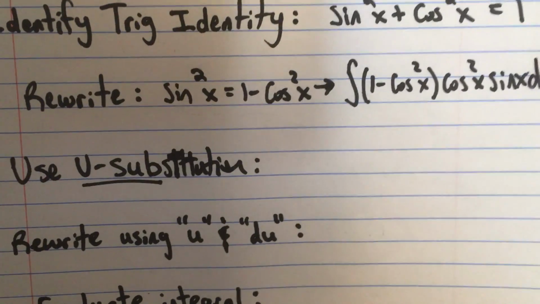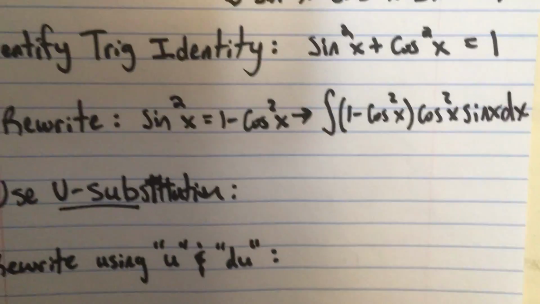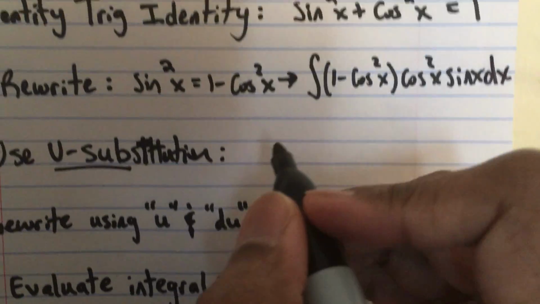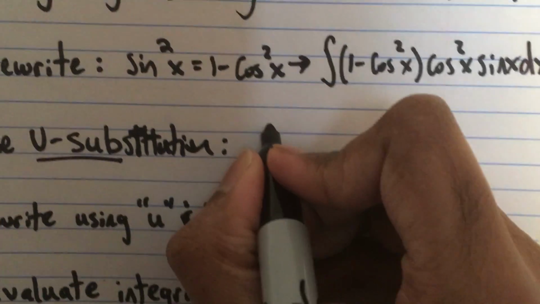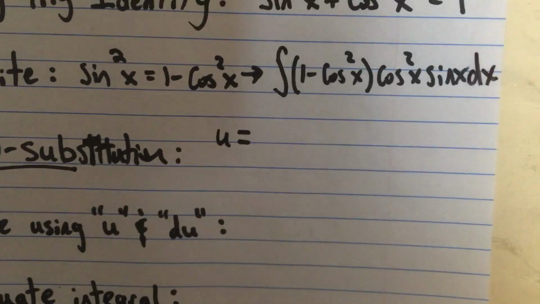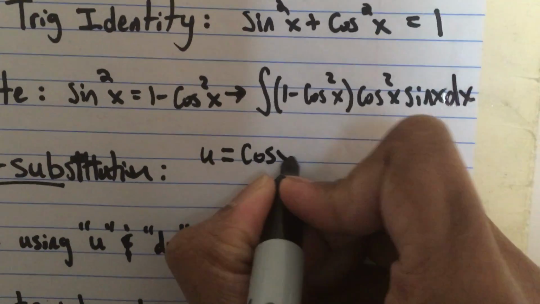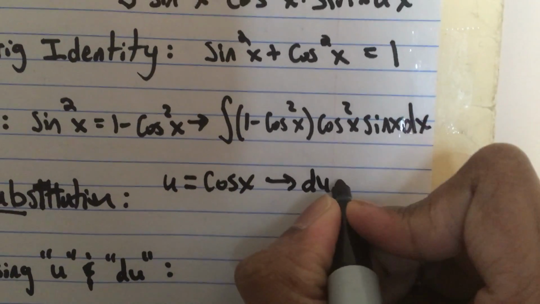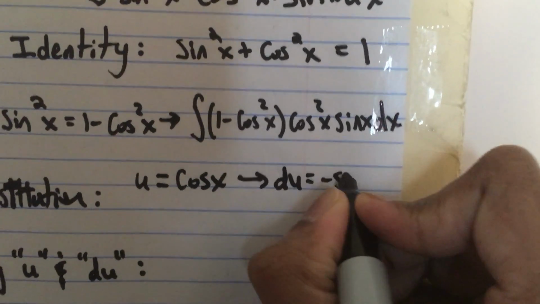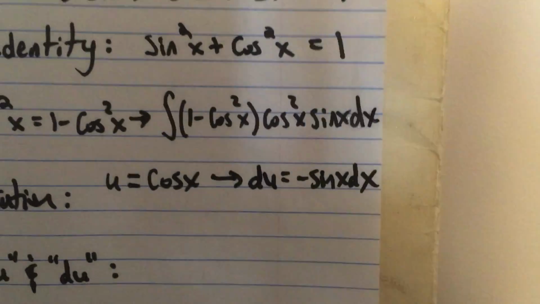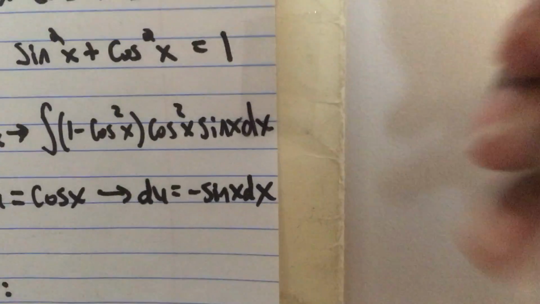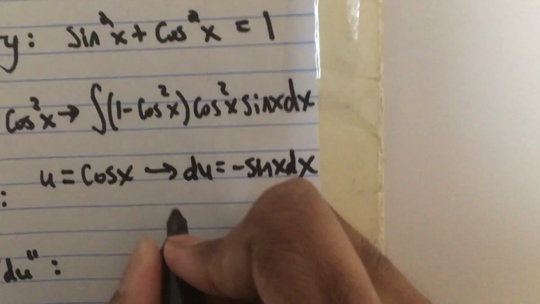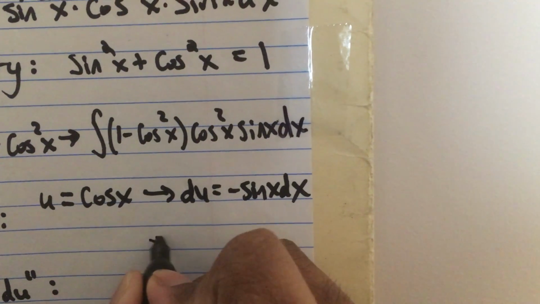Now I'm going to use u sub to continue evaluating this integral. I'm going to set u to equal cosine x. So that means du is going to be negative sine x dx. Notice that we have a positive sine x dx in the integral. So I need to take the negative du.